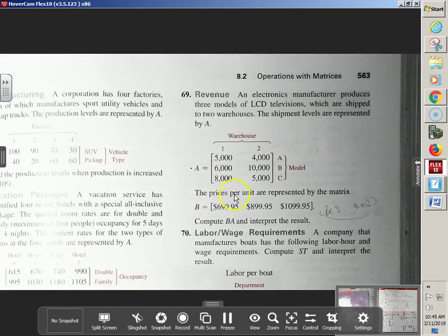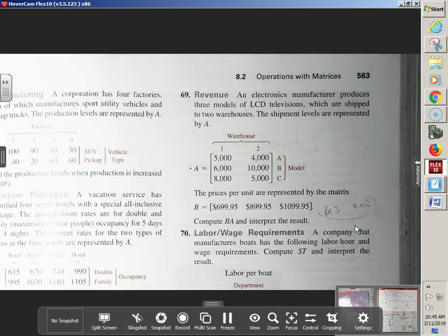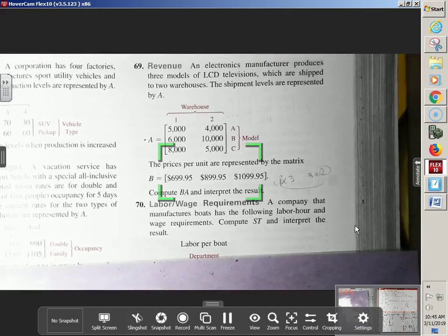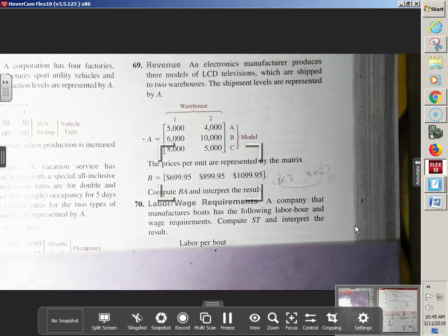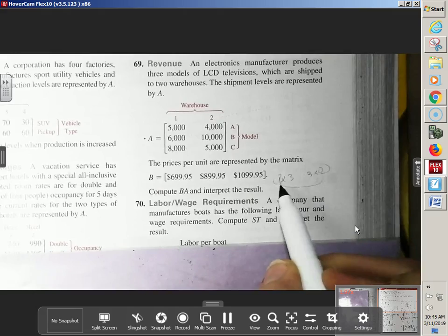But it talks about the prices per unit being represented by the matrix, compute B times A and interpret the result. I think I'm just going to do that over here if you don't mind, since it's on the YouTube video. And whoever had this book a few years ago, I guess I could look up their name, but anyway, I won't call them out right this second. What were they doing right here?